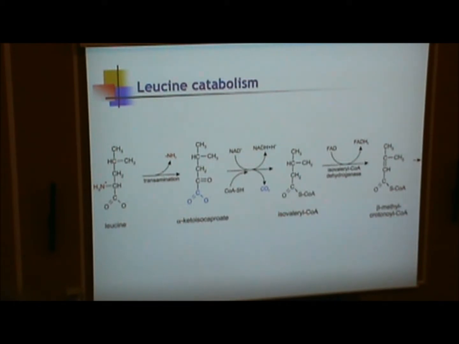Then the isovaleryl coenzyme A is submitted to the action of isovaleryl coenzyme A dehydrogenase, which cooperates with FAD. FAD reduces, forming FADH2. This hydrogen and one of these hydrogens interact with FAD, converting it into FADH2. A double bond forms at this place, like you see it here. Isovaleryl coenzyme A is converted into beta-methylcrotonyl coenzyme A.